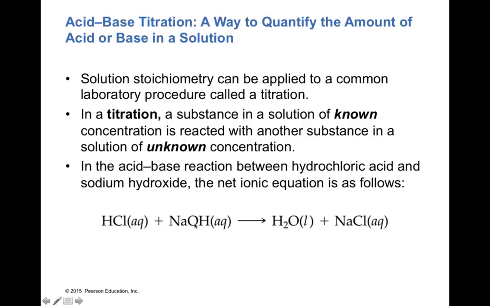Hydrochloric acid and sodium hydroxide will produce water and salt. So what does this mean? This means that if we know the concentration of this base and want to determine the concentration of the acid, we can use this, and add acid until we produce enough water and salt. That will basically be a type of titration, an acid-base titration.